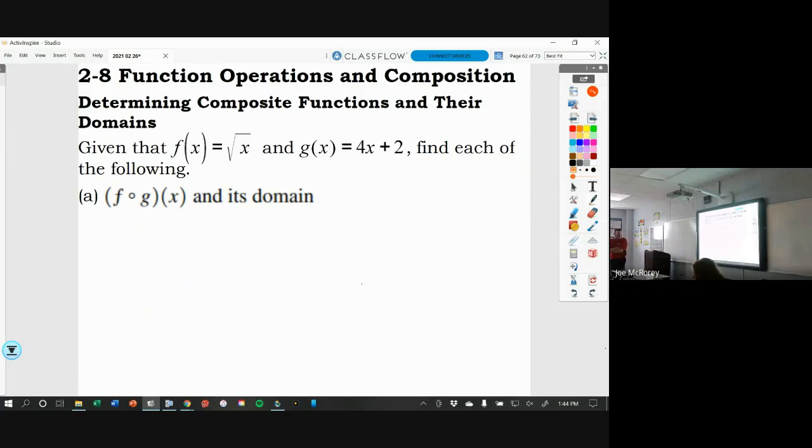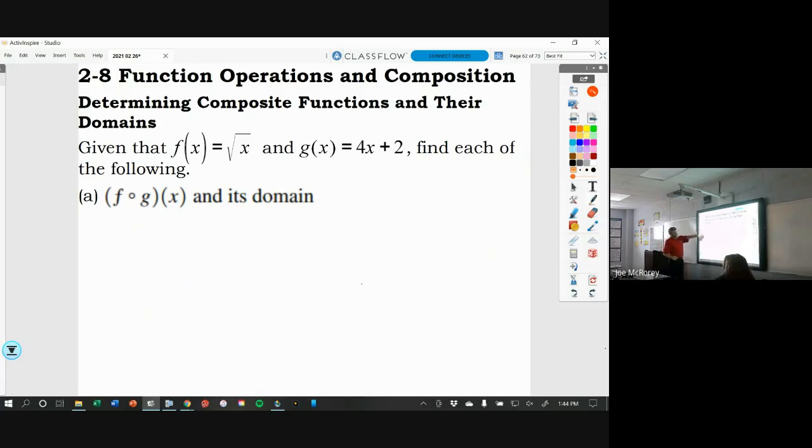Okay, f of x is the square root of x. g of x is 4x plus 2. I want to find f of g of x, and then we're going to talk about the domain of that guy.